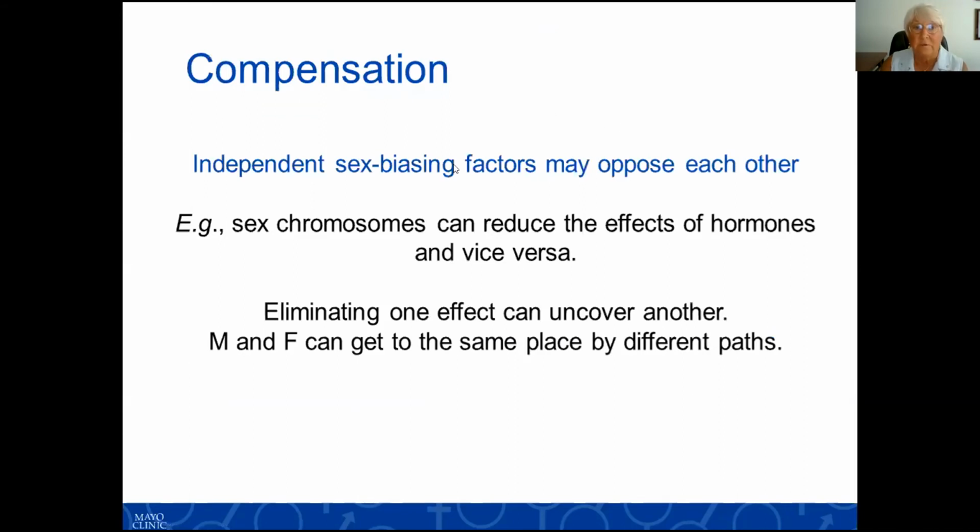So there's compensation. We have sex biasing factors. The chromosomes may reduce the effects of the hormones and vice versa. By eliminating one factor, we can uncover another, but you get to the same place in males and females by different mechanisms. And this is sort of the basis for thinking about or reframing your research proposal in terms of considering sex as a biological variable. Okay, so we've reviewed some of the basic fundamentals of considering sex and the physiology of it, and what we want to do now is go to framing more of how you can consider some of these things in the design and development of your research grant.